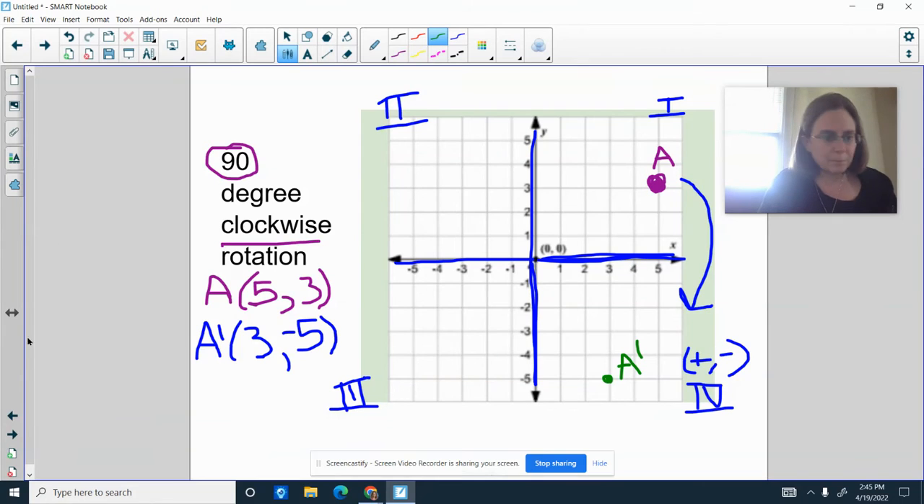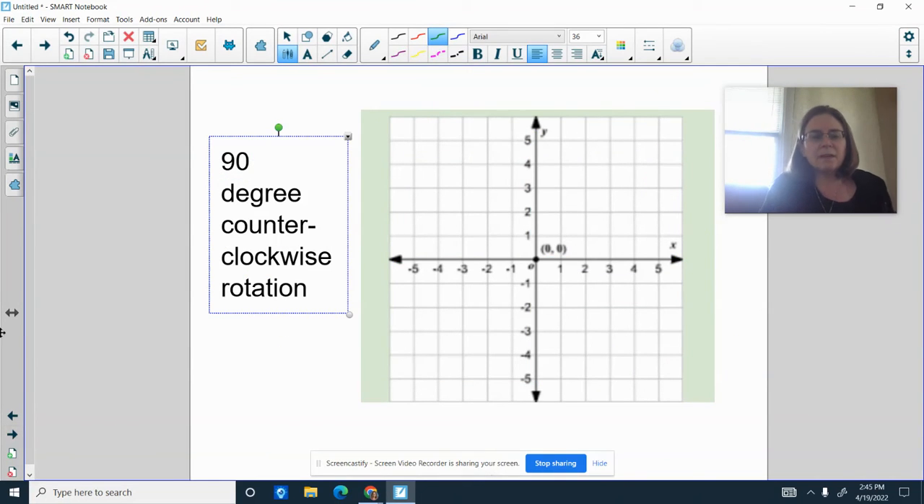Let's try another one. Now this is a 90 degree counterclockwise rotation. So think about that. Counterclockwise. So we're going the opposite direction of a clock. Okay. I'm going to start with my point. I'm just randomly picking them out. I'm going to start right there.